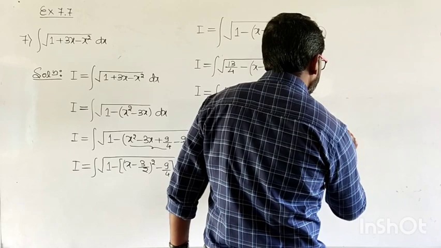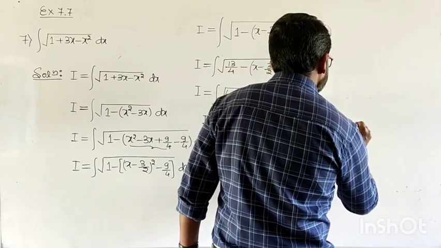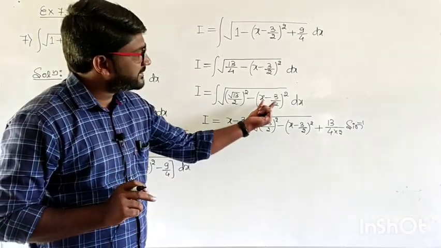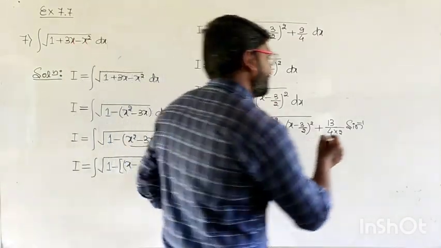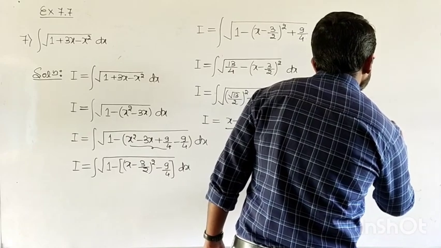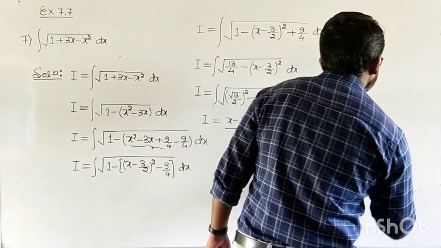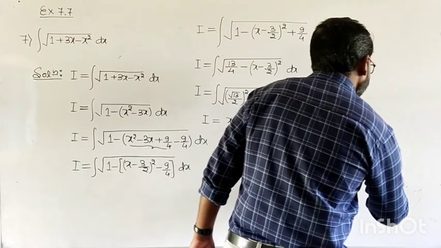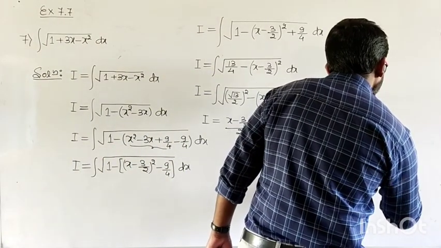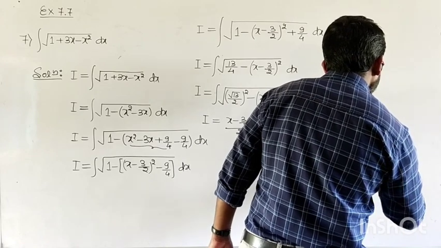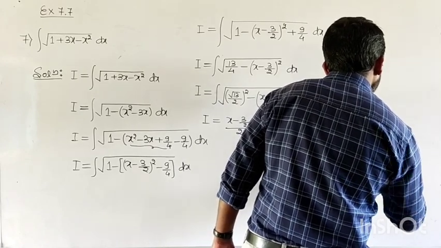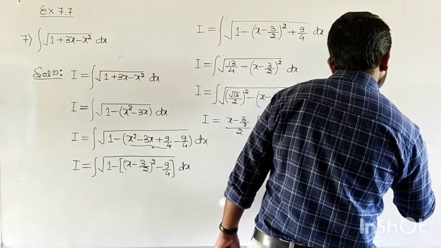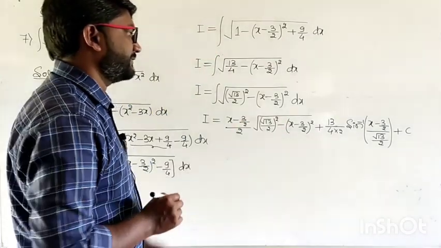It is 2. Sine inverse of x by a. X is going to be x minus 3 by 2, so it is (x minus 3 by 2) whole divided by a. A value is root 13 by 2. So let us write that: root 13 divided by 2, then plus c. So let us simplify this further.